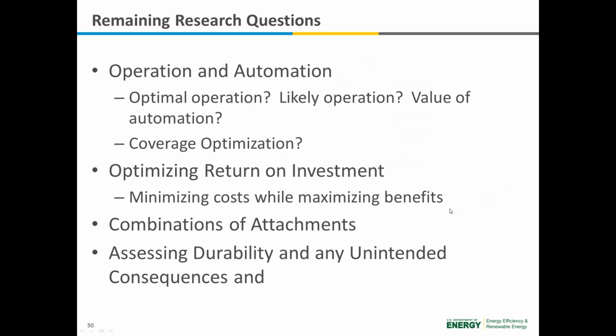So, remaining research questions and things to think about as we move forward. Operation and automation. As we've seen in the previous graph, the automation and operation of the window attachments can greatly influence the HVAC load, specifically when it comes to the Hunter Douglas blinds and the HD green mode. And then what value does this have not only to the consumer, but to utilities and other people? Other things to think about is coverage optimization.